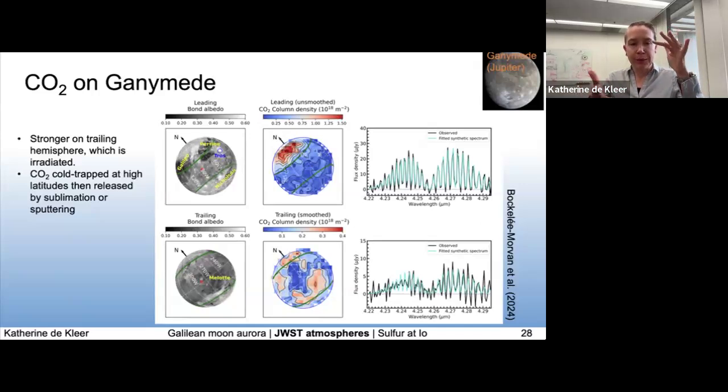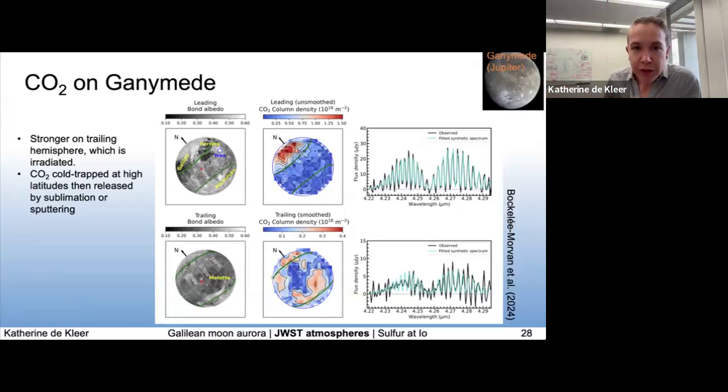So it'll be cold trapped at the poles, and once it's there, it's cold enough that it won't sublimate as efficiently from those regions, and so it kind of builds up there over time. And so that leads to a higher density of CO2 ice in the polar region that is then subsequently released by sublimation or sputtering to give the gas species that you can pick up with JWST.